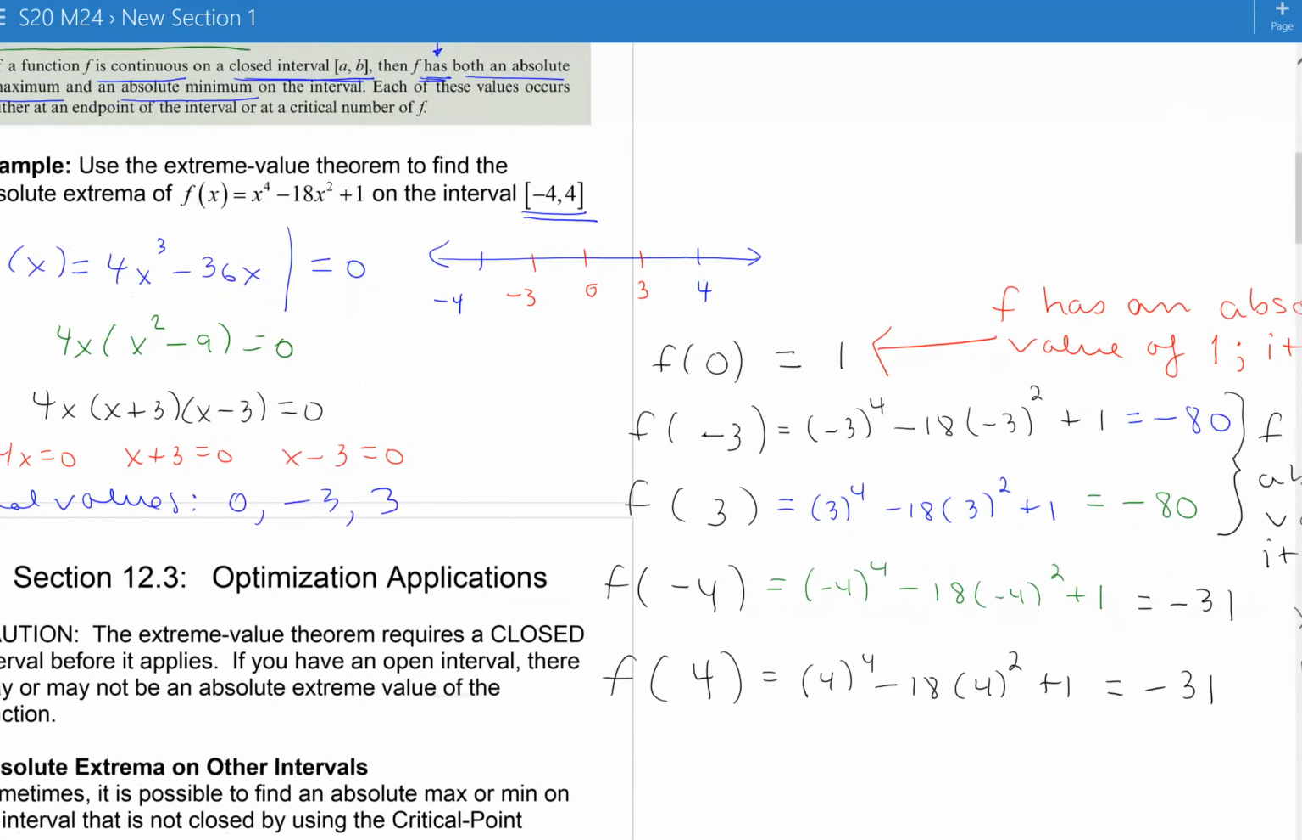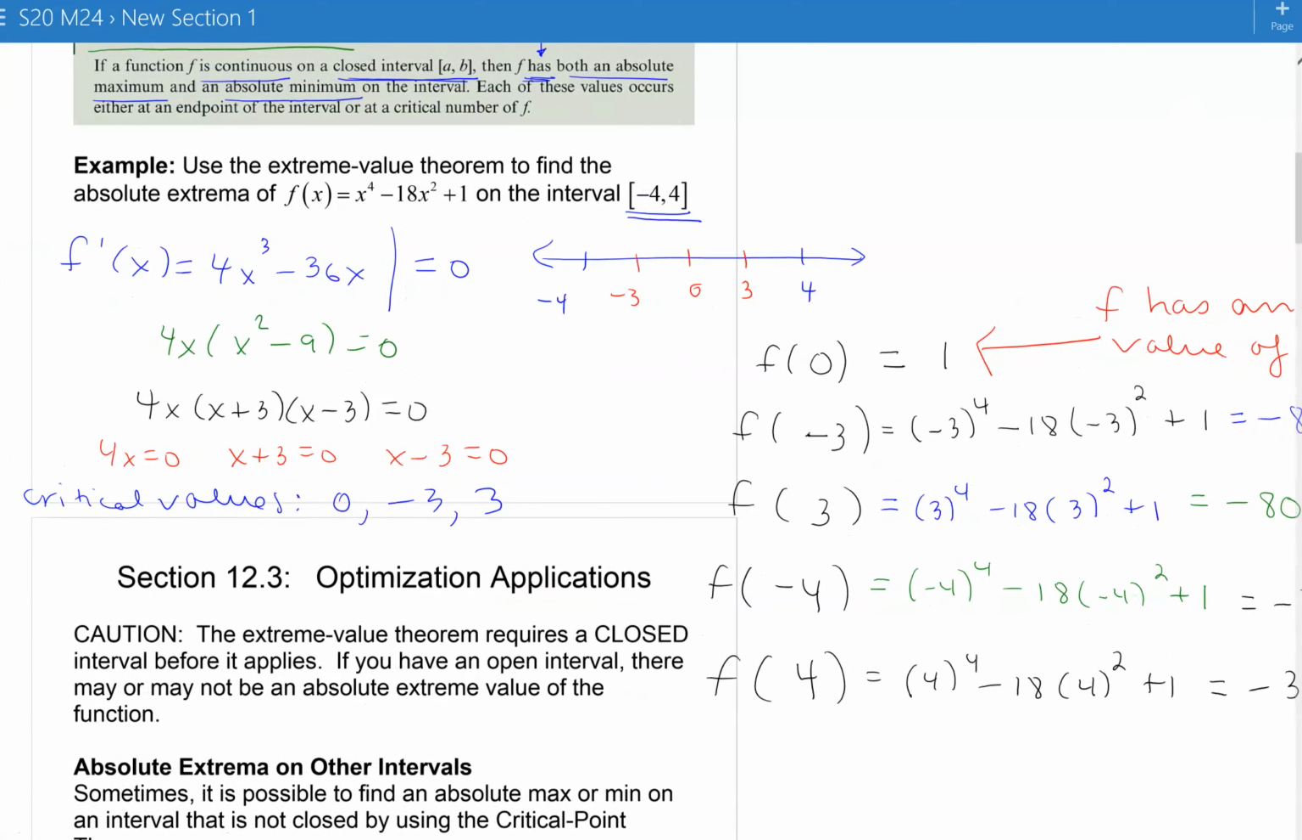Okay, so that's the procedure. Find the derivative, the first derivative, set it equal to 0. Find any critical values. Make a list of the critical values and add to that list the endpoints of your closed interval.